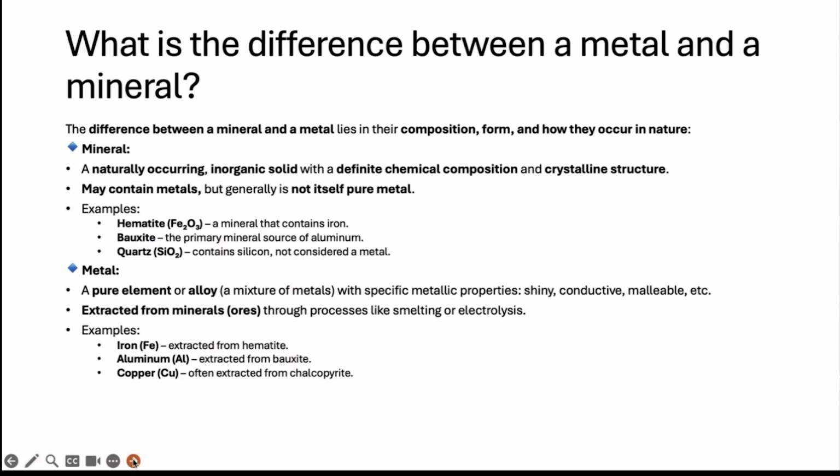Minerals are composition, form, how they occur in nature. A mineral is a naturally occurring inorganic solid with a definite chemical composition and crystalline structure. That's a really good midterm question, by the way. It may contain metals, but is generally not pure metal. So examples of minerals would be hematite, Fe2O3, bauxite. That's kind of a complicated mineral. Probably the single most recognizable mineral on the planet.